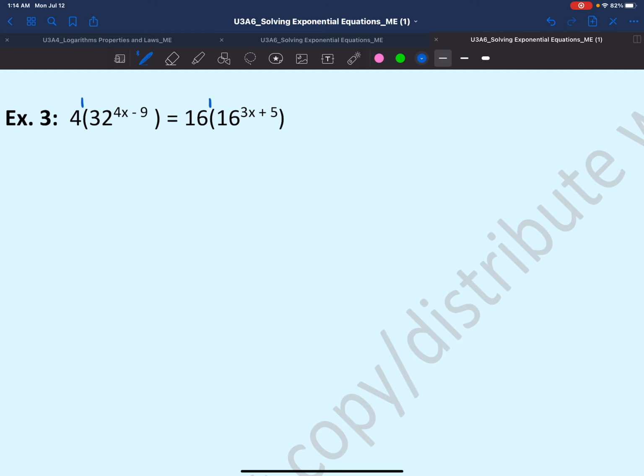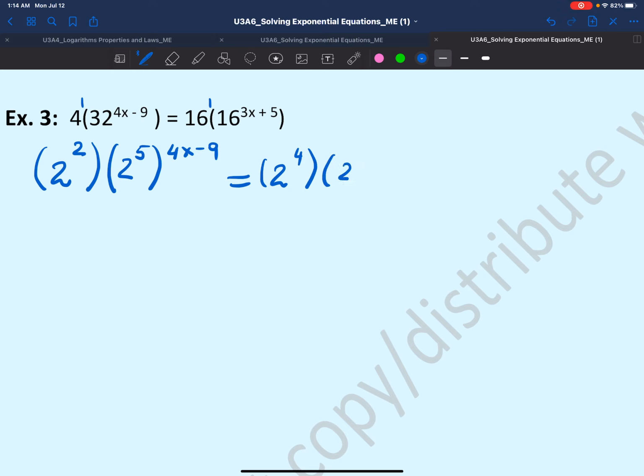And now we have to think, to what base do I convert numbers 4, 32, 16, and 16, to what common base? So each and every base can be converted to an exponential with base 2. So number 4 is 2 squared. Number 32 is 2 to the power 5, and then power 4x minus 9. 16 is 2 to the power of 4. And the other 16 is also 2 to the 4, and then to the power 3x plus 5.